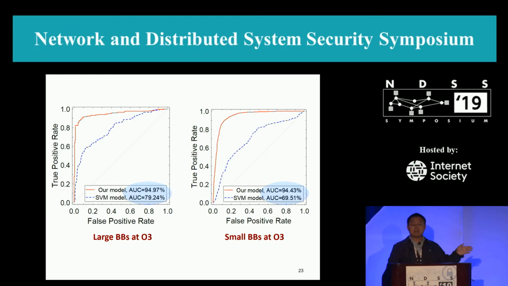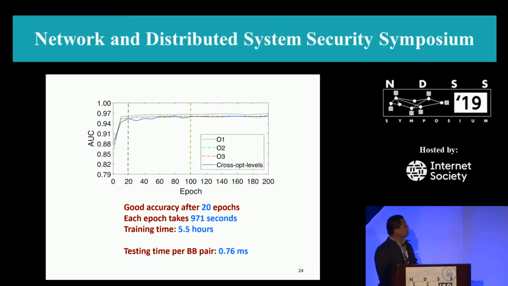If you examine O3, you can see that the prior approach's precision will degrade significantly, and our approach's doesn't. And it's noticeable that a lot of production systems indeed use very high level optimization levels. I guess I don't have time.